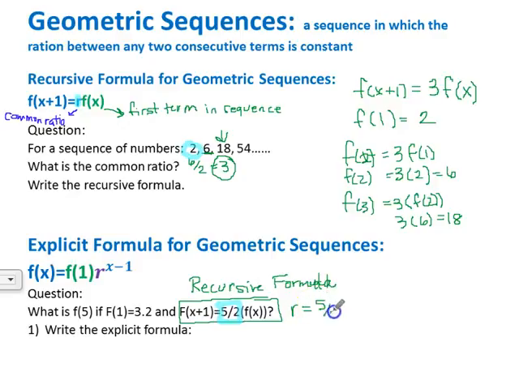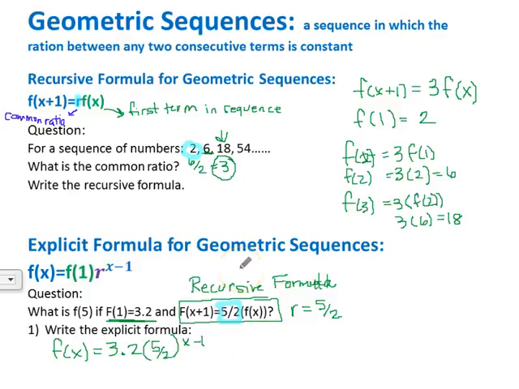It's 5/2. And now we want to write the explicit formula. So we want to substitute some values in so that we can write the explicit formula. So we know we've got f of x, and then next in the formula is f of 1. Well, that's given to us. f of 1 is 3.2. And then we also figured out the common ratio because we were given the recursive formula. So that's going to be 5/2. And then next, we just put x minus 1. And now we're done. We've written the explicit formula for geometric sequences.